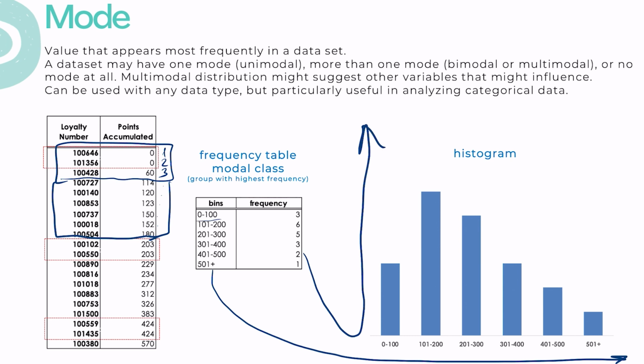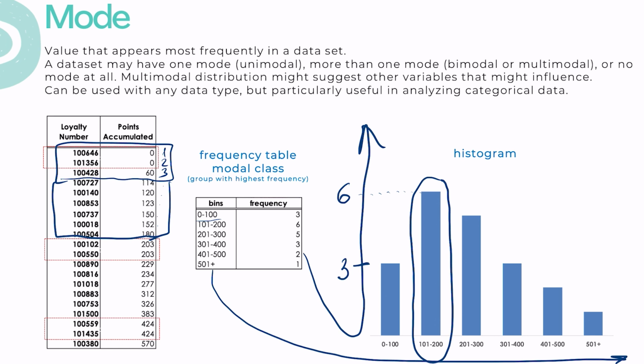You look at the first bin, 0 to 100, you have 3 observations. So this is 3. 101 to 200, here you have 6, and so on and so forth. A histogram is a nice way to visualize this frequency table, and you can see that this is your modal class, because this is the bin that has the highest frequency of observations, 6. So this is how you use measures of central tendency.